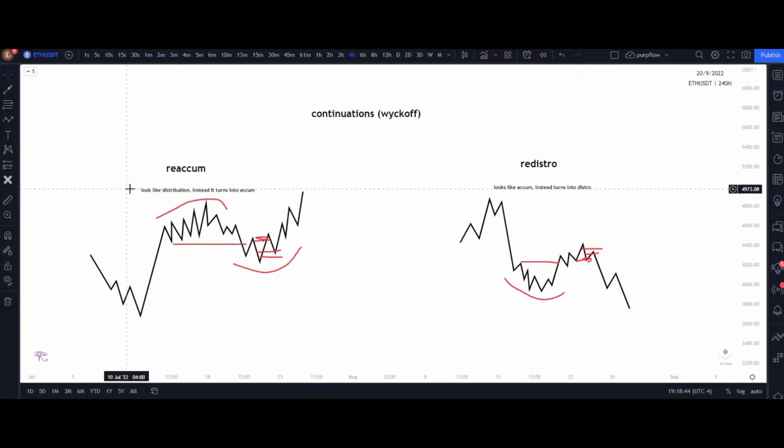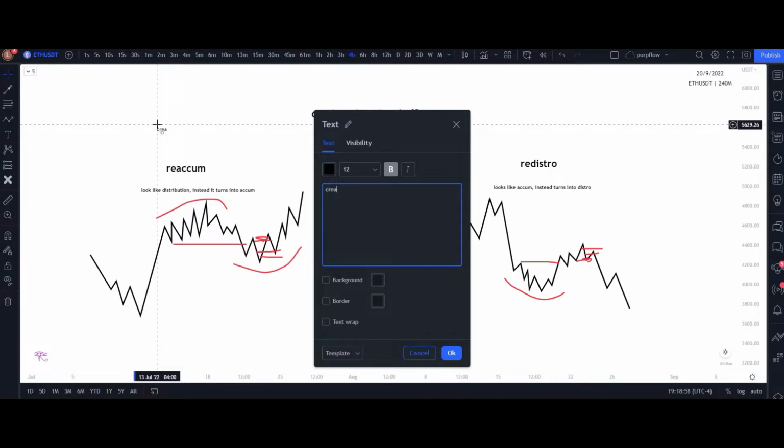With a reaccumulation, it looks like a distribution, instead turns into accumulation. With redistro, it looks like accumulation, instead turns into distro. Something too that we need to note, and something that is going to be very important, is reaccumulation creates demand. So let's put this down.